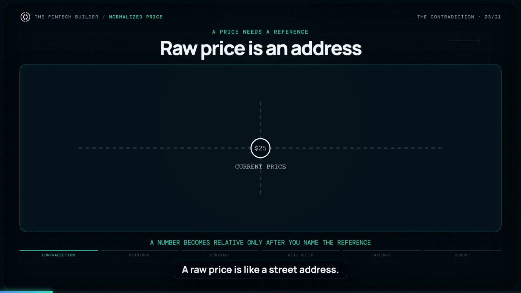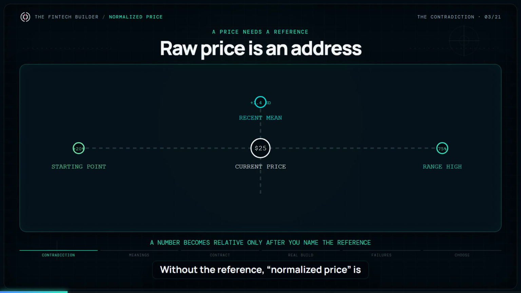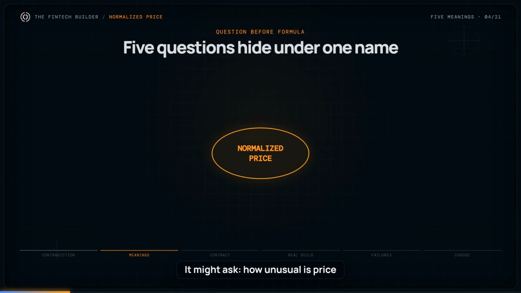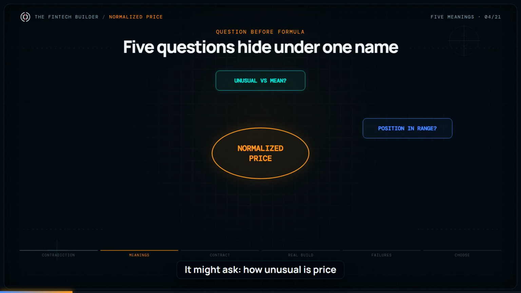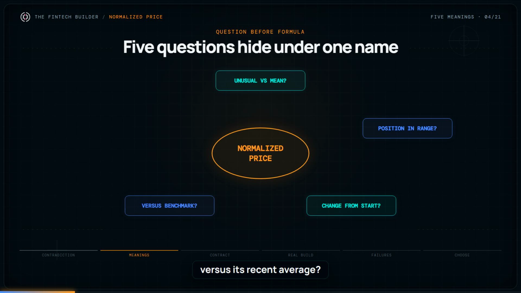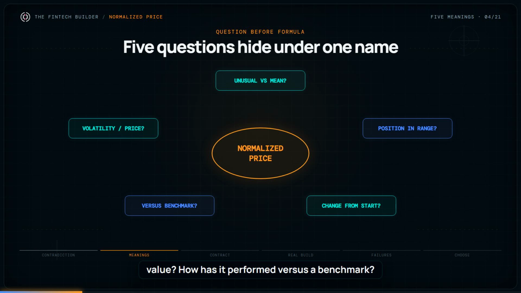A raw price is like a street address. It tells you where something is, but not how far it is from home, the city center, or yesterday's starting point. A normalized metric adds the reference. Without the reference, normalized price is incomplete. It might ask, how unusual is price versus its recent average? Where is it inside its recent range? How far has it moved from a starting value? How has it performed versus a benchmark? Or how large is volatility relative to price?